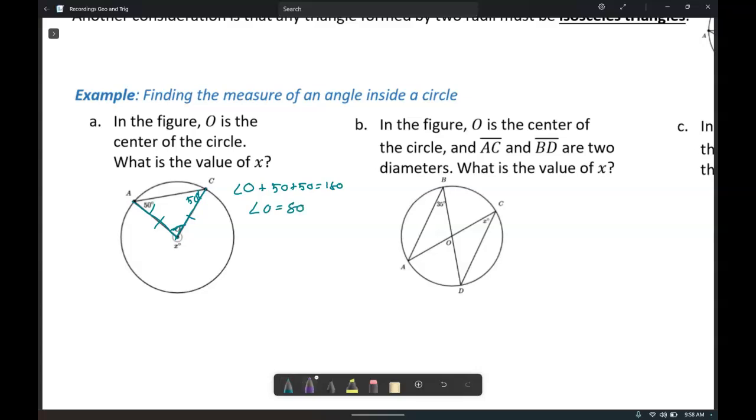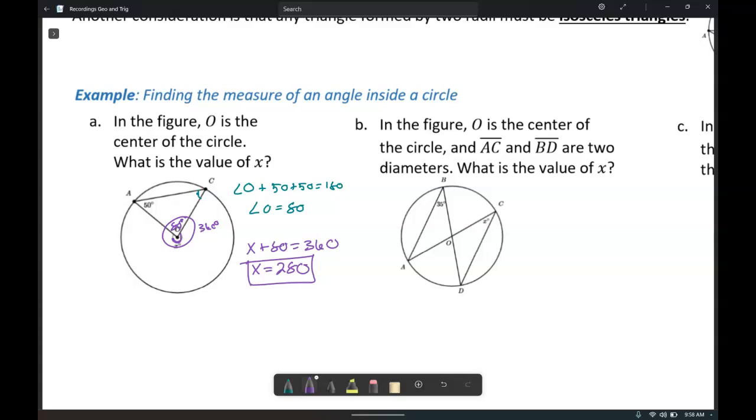Then we can also go back to our circle and see, well, if this is 80 degrees and one full rotation is 360 degrees, the difference gives us the measure of angle x. So x plus 80 has to equal 360. So x has to equal 280.